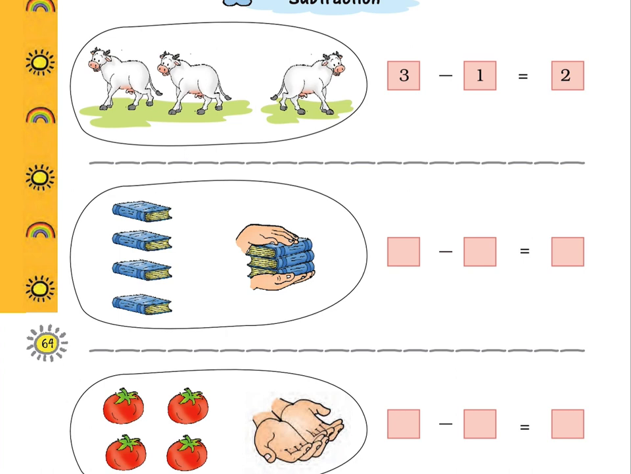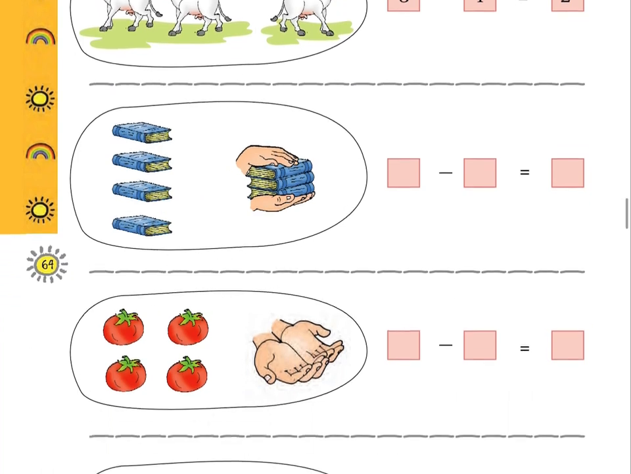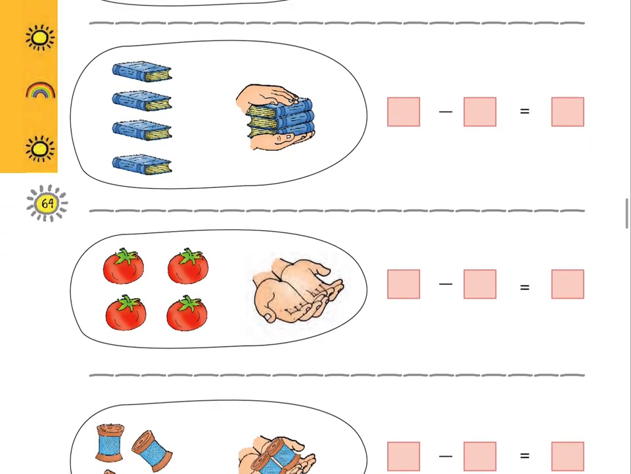Part 2 picture shows 4 books kept one below another. 3 books kept on 2 hands indicate 3 books are taken away by someone. All this shown inside a circle. Now, write the first number in the first box and write the second number in second box. Question 2. Subtract and write the answer in the box given.